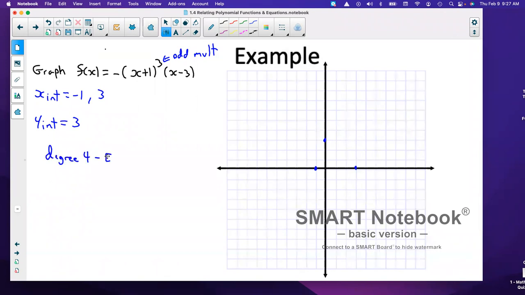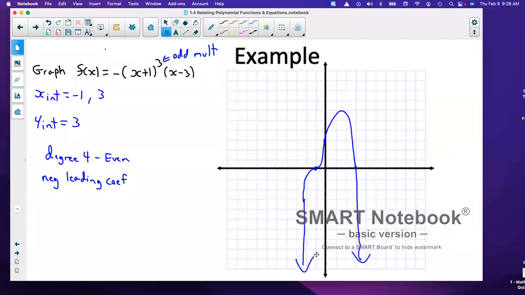which means it is even. We have a negative in front, so that means we have a negative leading coefficient. So we expect it to open downwards. So we should be coming from down here. Now, like I said, this first x-intercept is an odd multiplicity, so it's going to curve towards our axis and then curve back through. And our graph will look something like this.